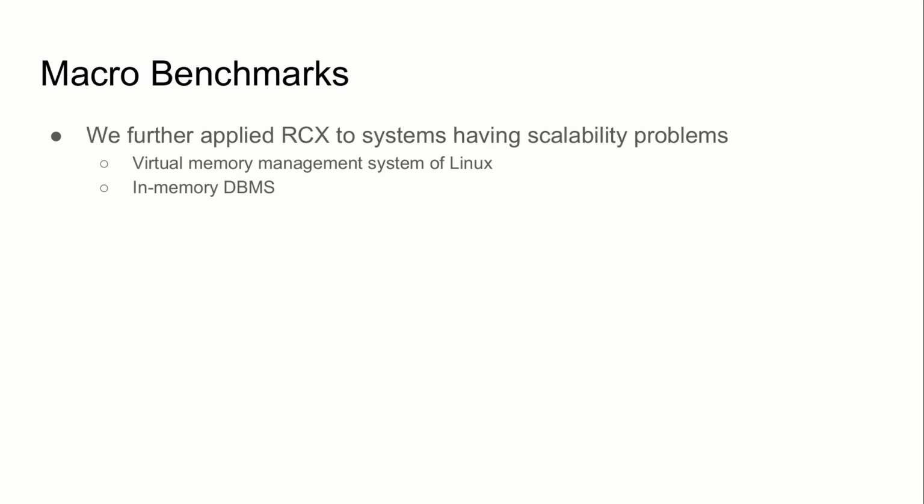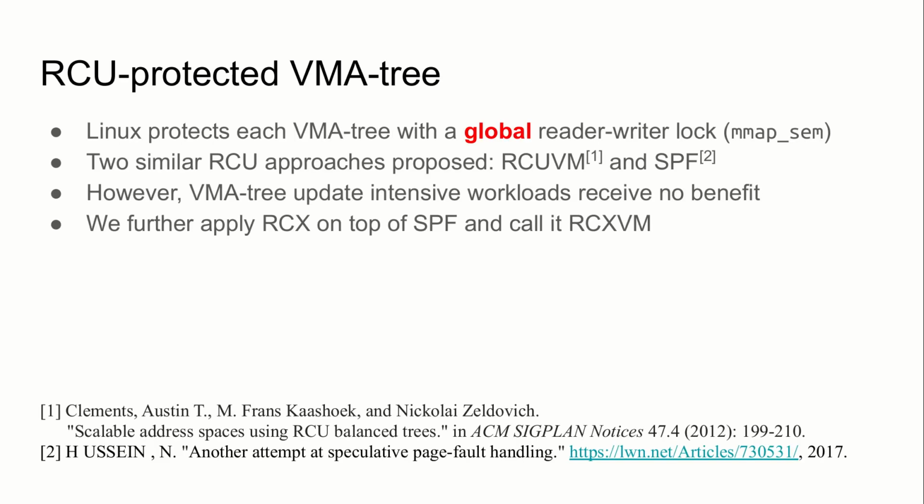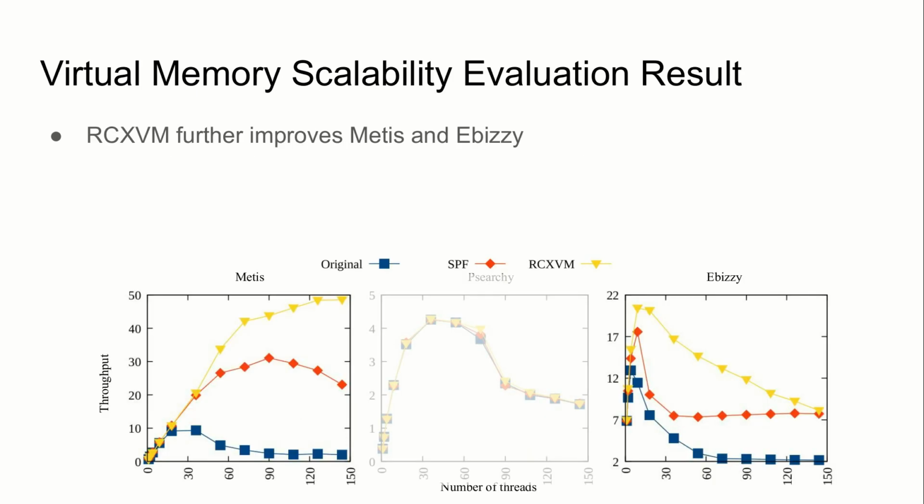We further applied RCX to systems having scalability problems, including the virtual memory management system of the Linux kernel and an in-memory DBMS. Linux protects each VMA tree with a global reader-writer lock called mmap_sem. Two similar RCU approaches for this problem have been proposed, RCU-VM and SPF. However, both approaches could not give benefit to VMA-tree-update-intensive workloads. Therefore, we further applied RCX on top of SPF and called it RCX-VM.